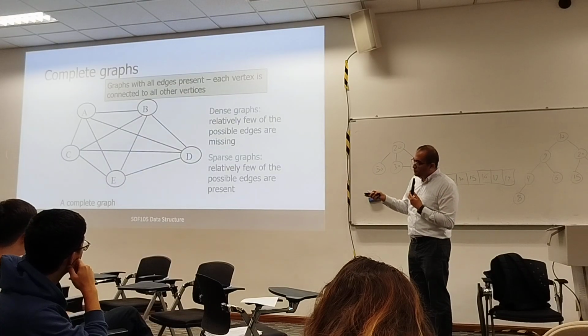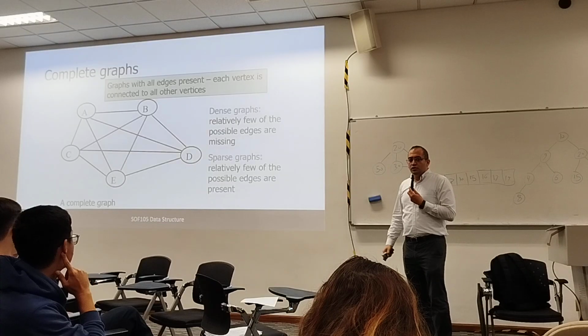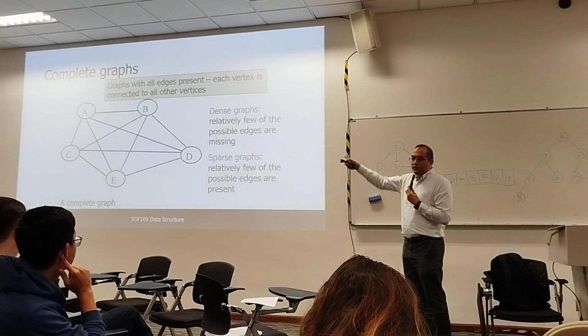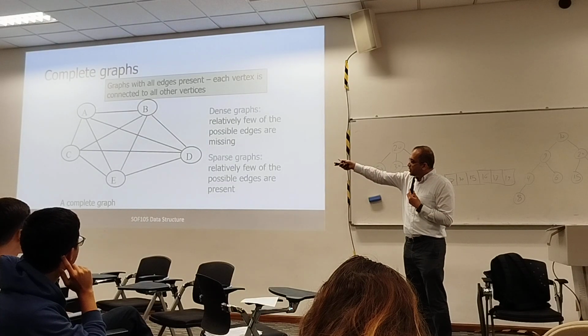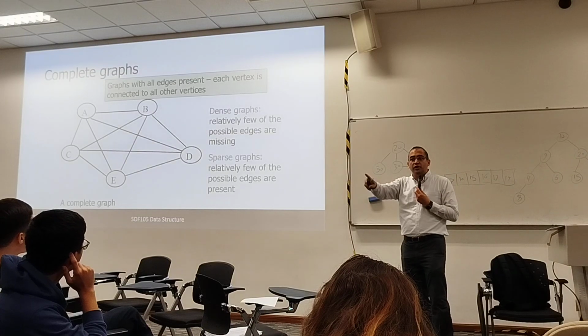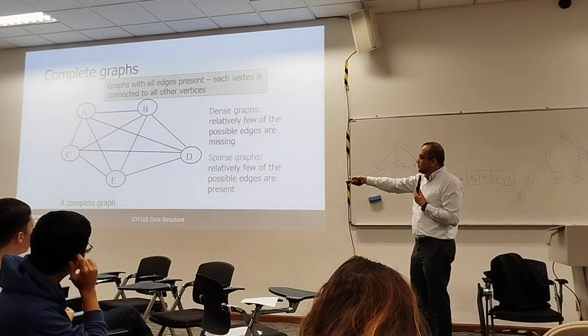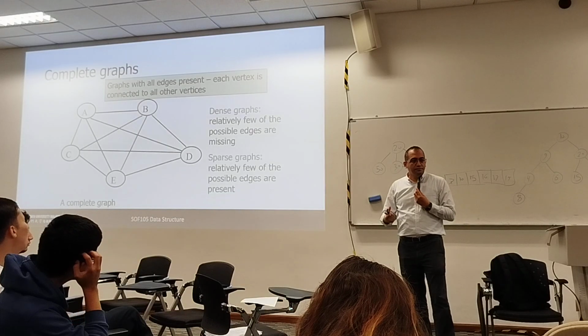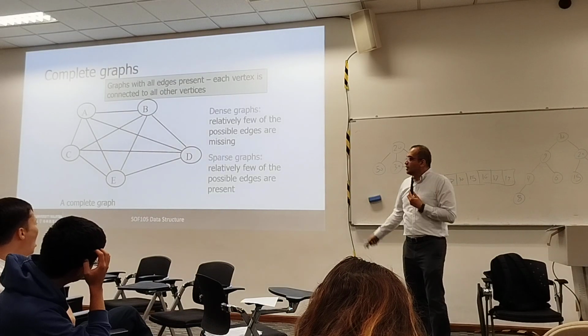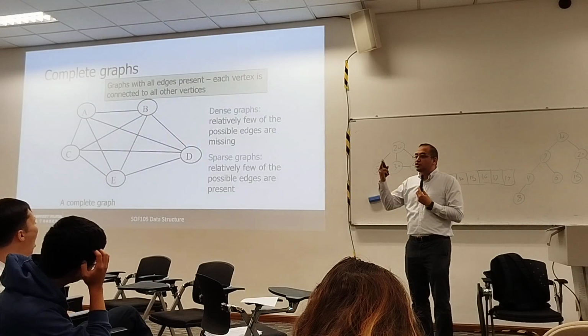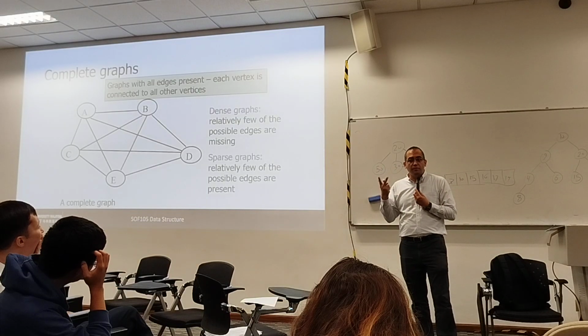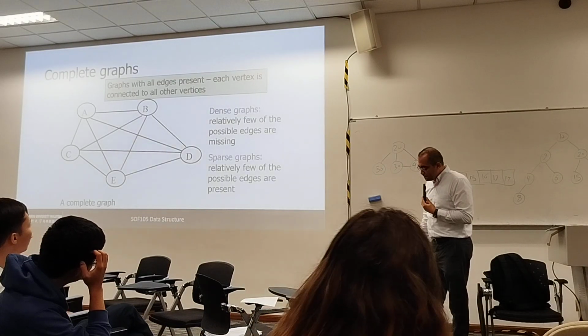So is this graph complete? Yes. A is connected to all other vertices. B is connected to all other vertices, directly connected, right? C the same, and so on. Okay? This is called a complete graph. I have two other terminologies, which are also very important. Remember them. Today we need them.